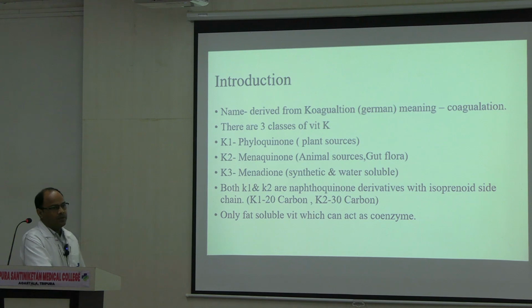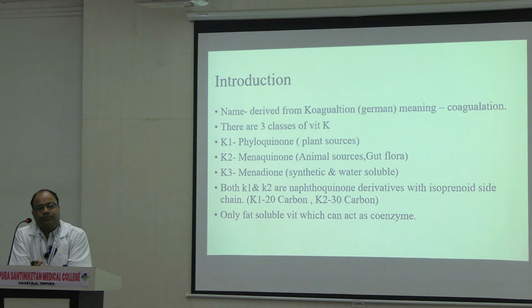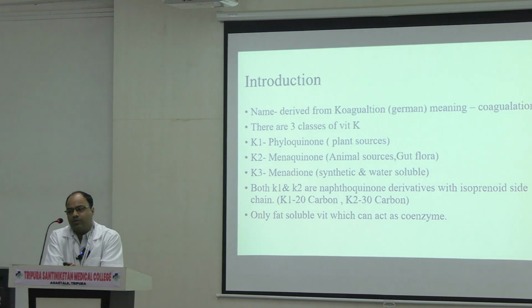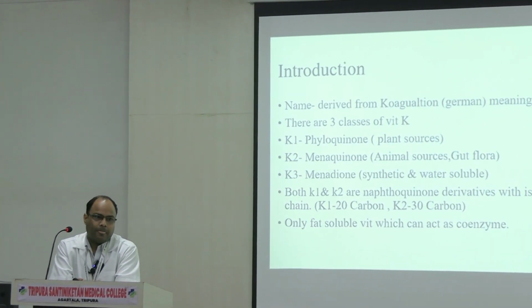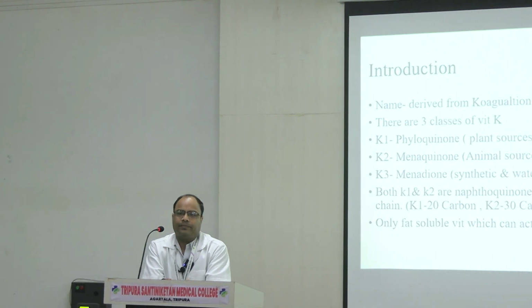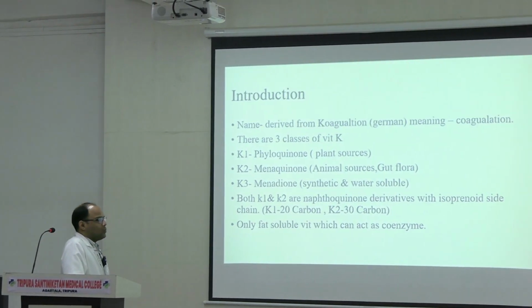And remember, vitamin K is the only fat soluble vitamin which works as a coenzyme. Write this down. All of you know all the water soluble vitamins are coenzymes: thiamine, riboflavin, pyridoxine, these are all coenzymes. The only fat soluble vitamin which works as a coenzyme is vitamin K. Remember. So vitamin K is also called the coagulation vitamin.